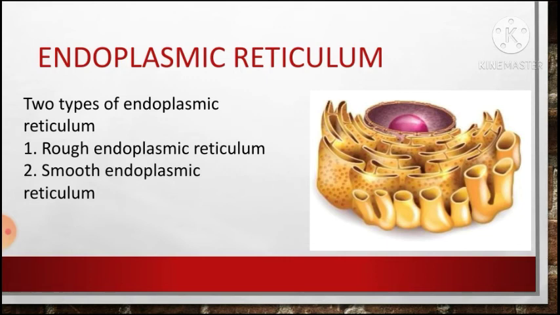Smooth endoplasmic reticulum is without ribosomes, which makes the surface smooth. They synthesize lipid. Lipid is a fat molecule. The main function of the endoplasmic reticulum is to synthesize protein and lipid. They also serve as transport channels for material to pass.